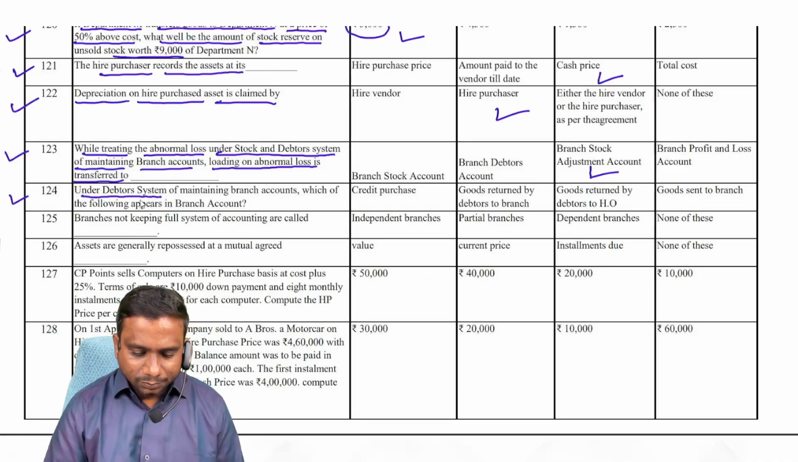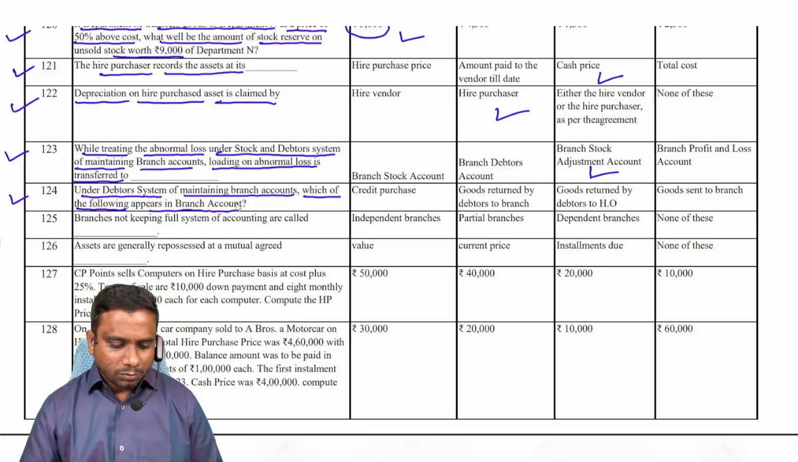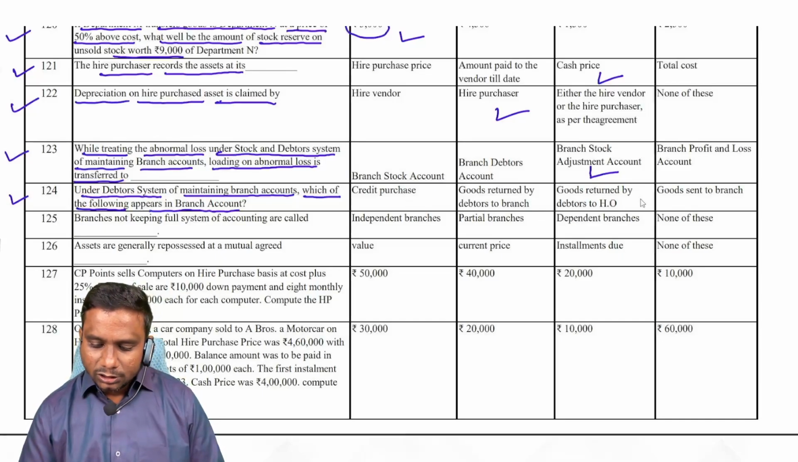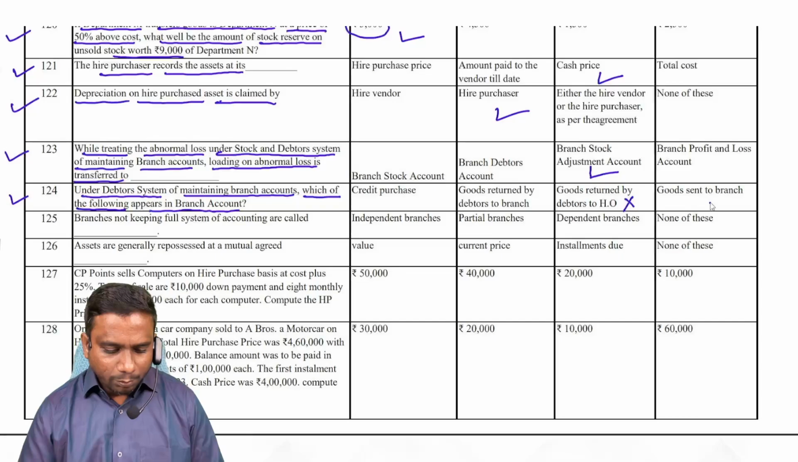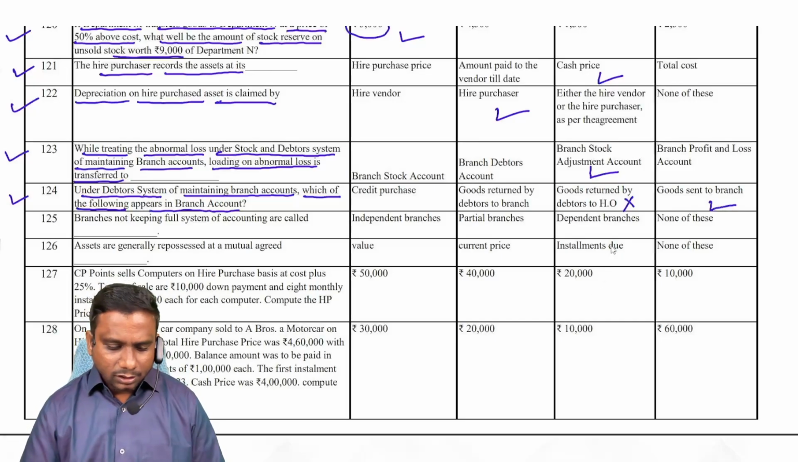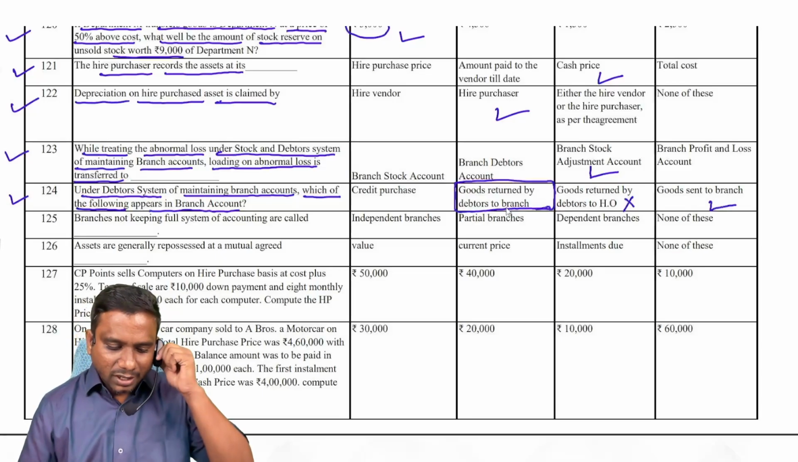Next 124. Under debtors system of maintaining branch accounts, which of the following appears in branch account? Credit purchase will not appear in branch account. Goods returned by debtors to head office will also not appear. Goods sent to branch will appear in branch account. But in our ICMA, they have given goods returned by debtors to branch.